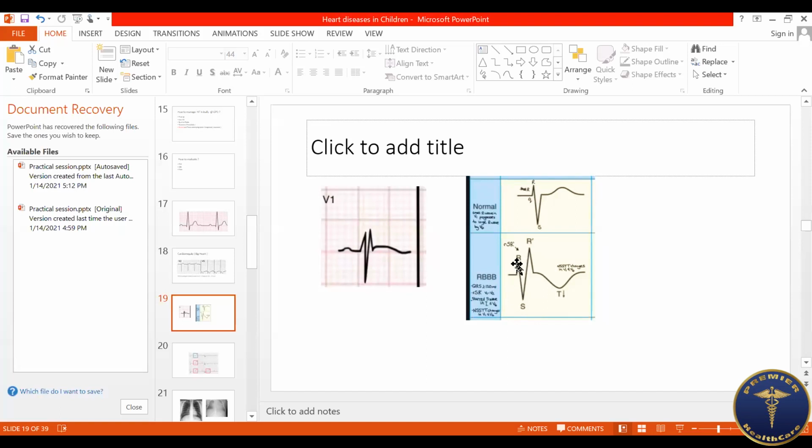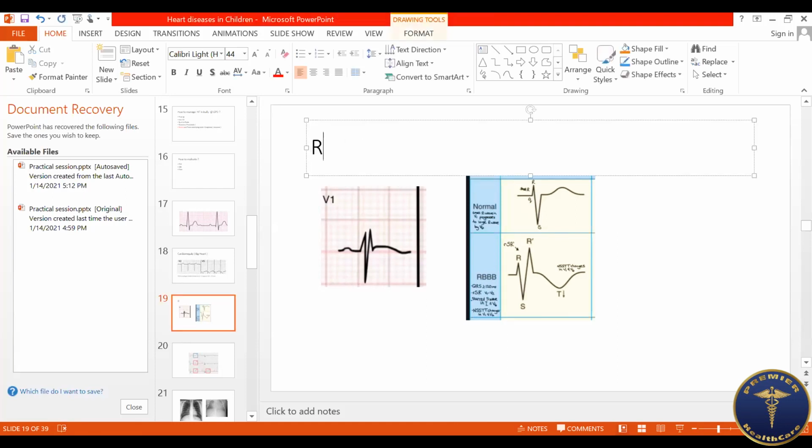Can you see something like 2 R's? A rabbit ear. If you see 2 R waves in particular leads, that we will learn in detail when we do theory anyway. Suppose in V1, you see something called an RSR pattern, R, S, again R. If you see that pattern, that is called right bundle branch block.